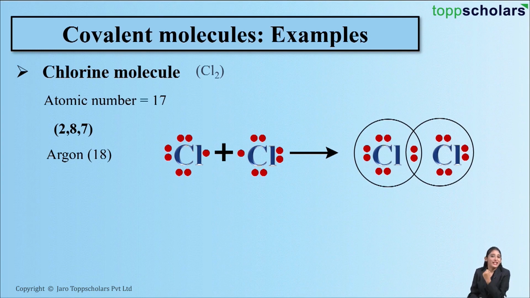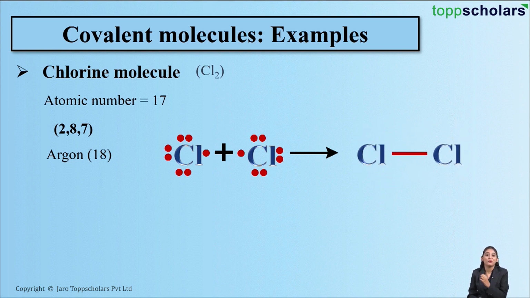And thereby each of the chlorine atoms becomes stable with the octet state, that is 8 electrons in its outermost orbit. Now as you can see, these 2 chlorine atoms have a shared pair of electrons, and this shared pair of electrons results in the formation of a single covalent bond, which is represented by a single line between the 2 chlorine atoms. And this single line represents 2 electrons, that is a pair of electrons. So here we have the formation of the chlorine molecule, which is a covalent molecule as it contains a covalent bond.